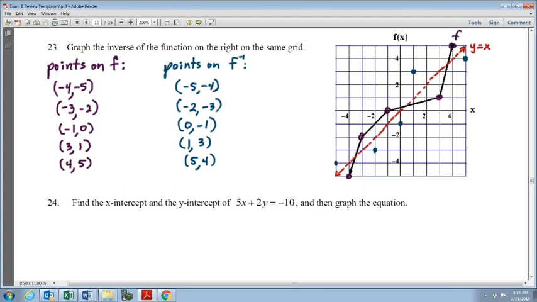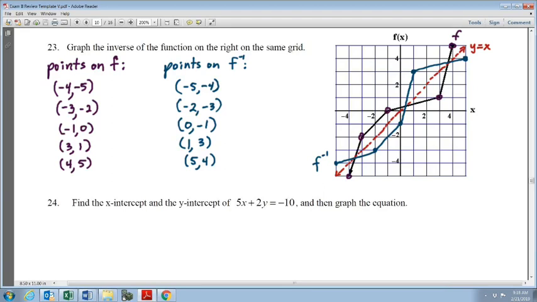And so I would just kind of work from left to right and just try to make sure that I have the symmetry through that line. And you can see they are symmetric. So the blue graph there is our final answer.